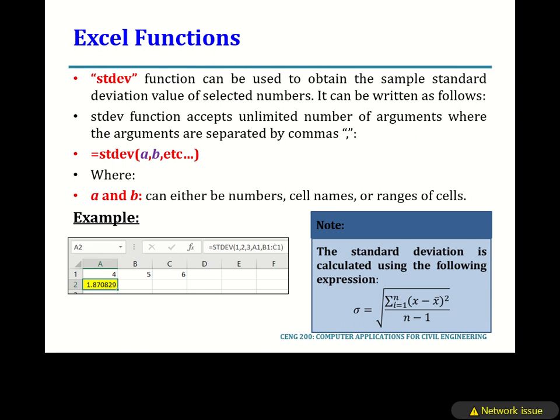So variance was the average of the square difference between the value and the mean. This is the simple average of the difference between the value and the mean.